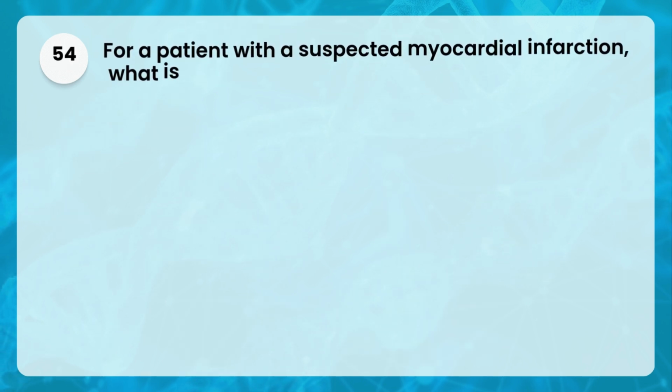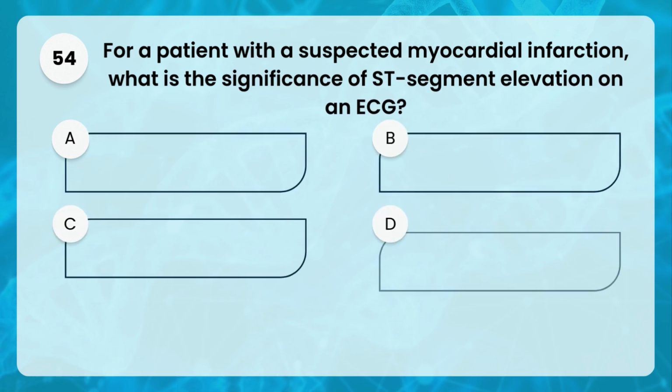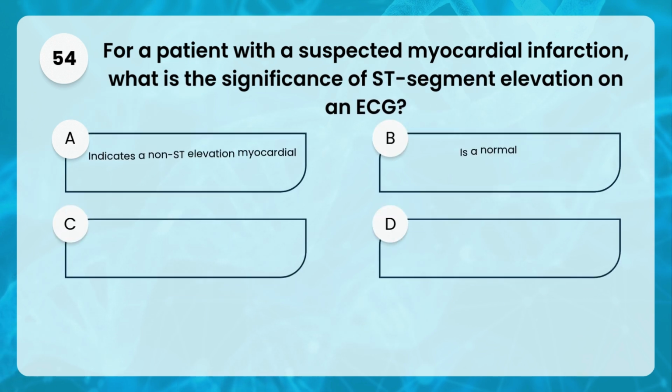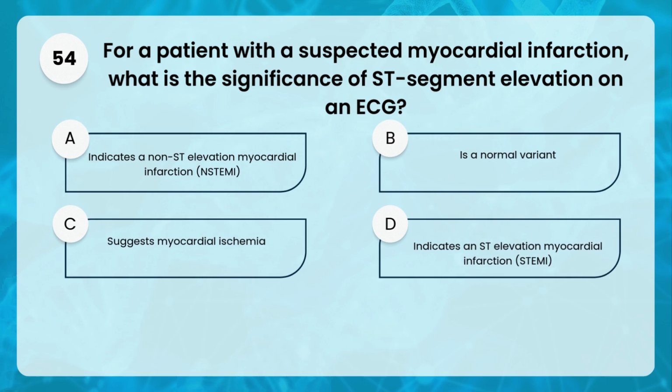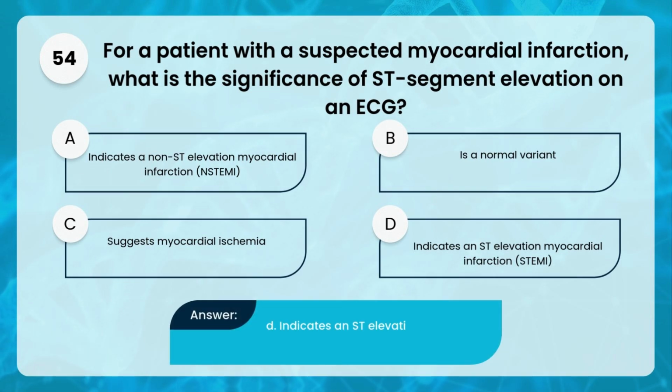Number 54. For a patient with a suspected myocardial infarction, what is the significance of ST segment elevation on an ECG? A, indicates a non-ST elevation myocardial infarction, NSTEMI. B, is a normal variant. C, suggests myocardial ischemia. Or D, indicates an ST elevation myocardial infarction, STEMI. Answer is D, indicates an ST elevation myocardial infarction, STEMI.